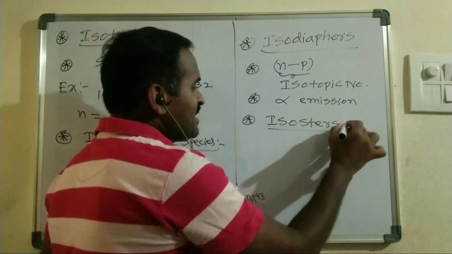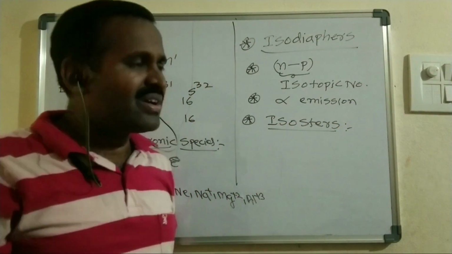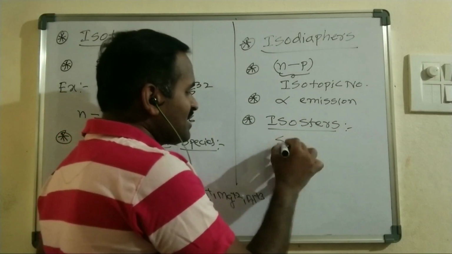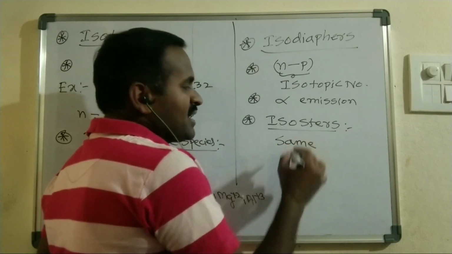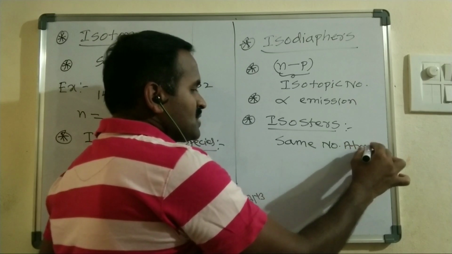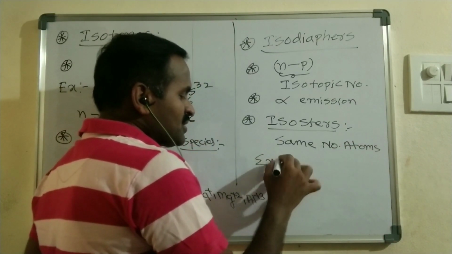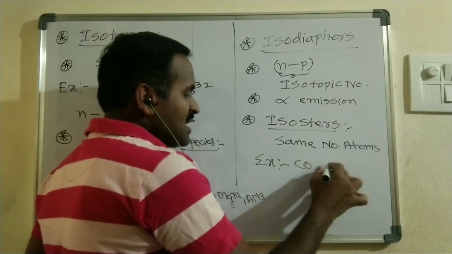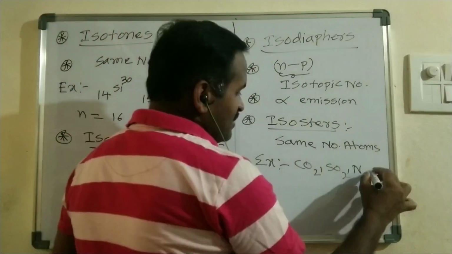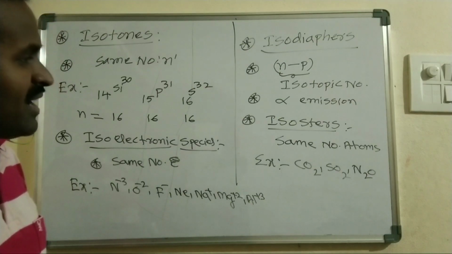Isosters are simply molecules which have the same number of atoms. The molecules which have the same number of atoms are called isosters. Suppose I am taking CO2 and SO2: 2 plus 1 is 3, here also 2 plus 1 is 3, so 3 atoms. You can take N2O also as another example, right? So this is simply isosters.